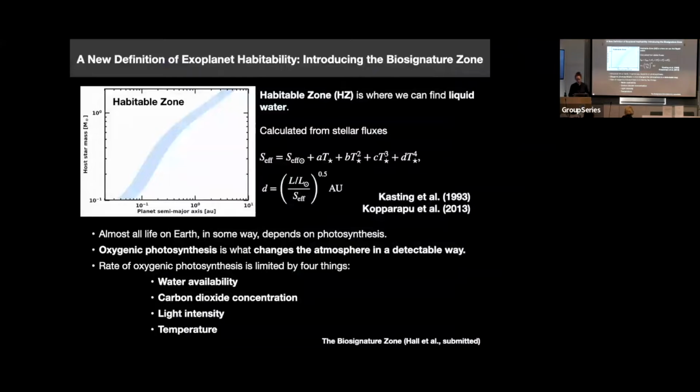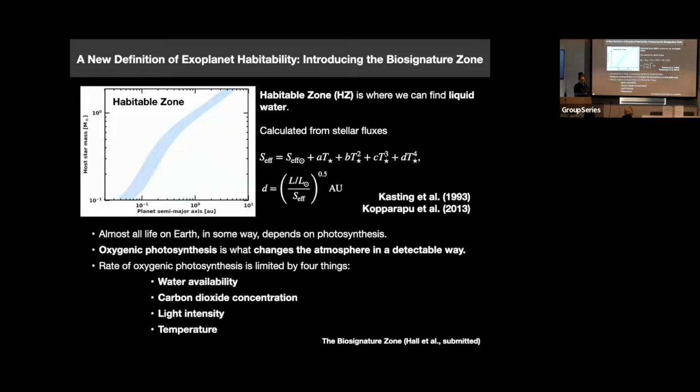So we're probably all familiar in some way with the habitable zone. The habitable zone says, I can find liquid water here. So here you have your host star mass going this way, planet semi-major axis going this way. And this strip in the middle here is where you can find liquid water on the surface of the planet. It's called the equilibrium temperature of the planet, where the radiation coming in from the star matches the radiation going out. What temperature would you expect this to be? It doesn't include anything like atmospheric greenhouse. So you calculate this from stellar fluxes, then you get some distance here.